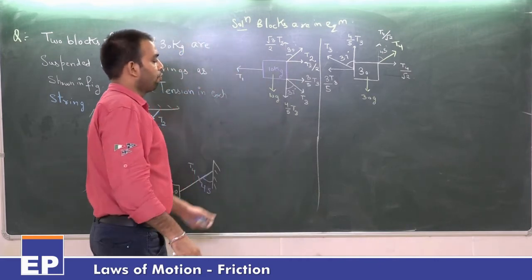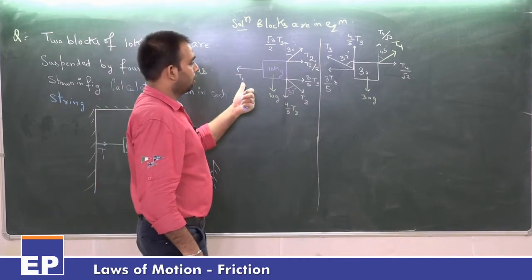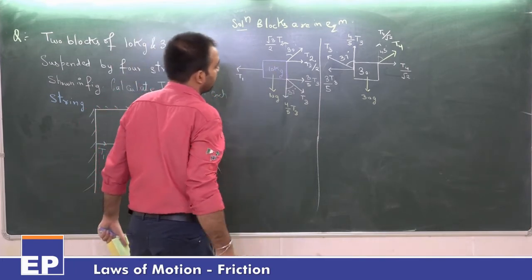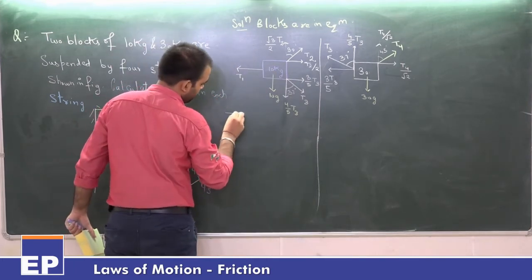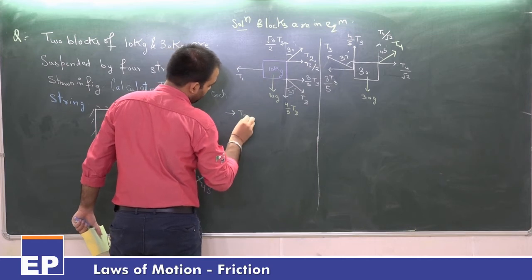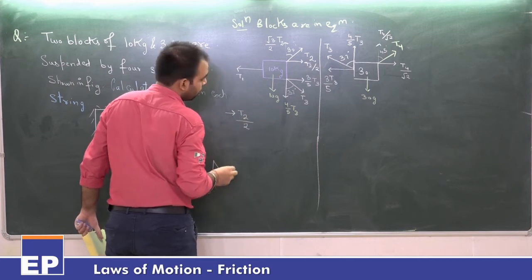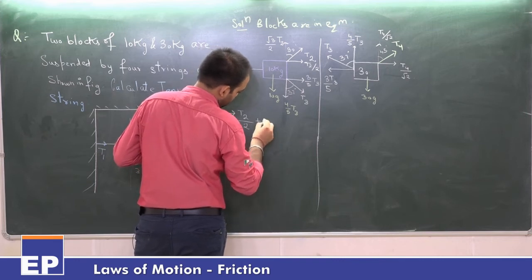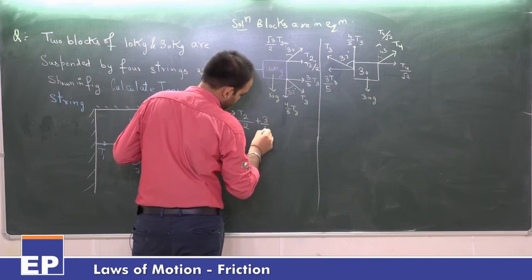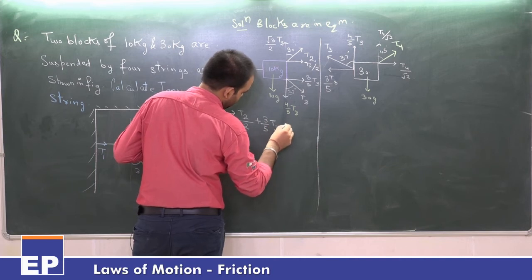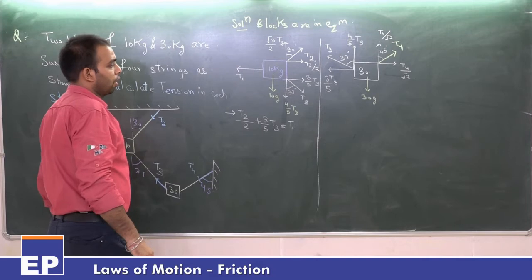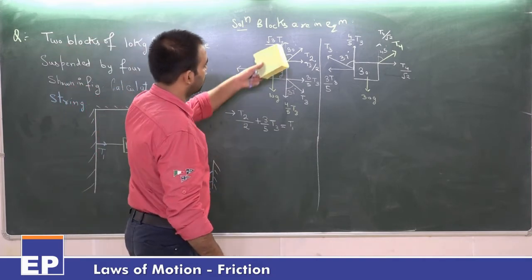देखो, how many forces are in x direction? This is T1, T2 and T3. So these are in positive x, this is negative x. So I should write T2 by 2 plus 3 by 5 T3. That is equal to T1. First equation. And if we look at the vertical motion, there are how many forces?